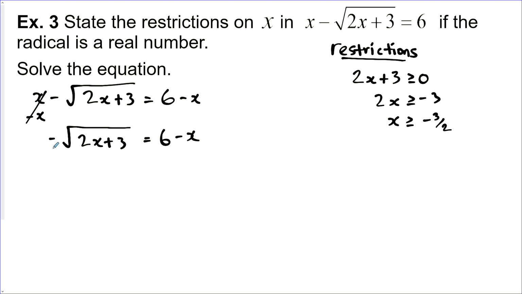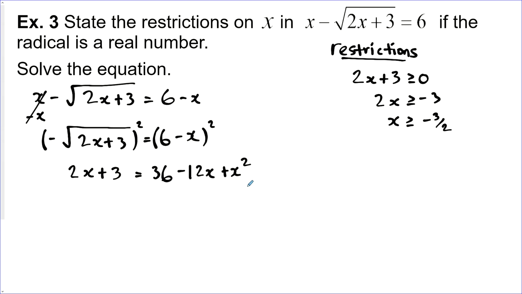It does have this negative sign in front, but I really don't care about that, because when I square it, it will disappear. So I'll square both sides. On this side, again, the negative will cancel, the square root will cancel, and I'll just be left with 2x plus 3. On this side, remember I have to square the binomial, not the individual terms. So 6 times 6 is 36. 6 times negative x is negative 6x, and negative x times 6 is negative 6x again, so negative 12x. And then negative x times negative x is plus x squared. If you can't do that in your head, make sure you write out both binomials and show each step.